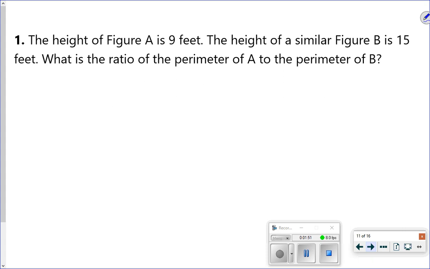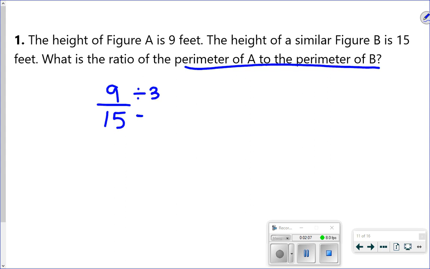Okay, let's check to see if your answer is right. So here's the order we need: perimeter A to perimeter B. So A was 9 feet, B is 15 feet, so I'm writing them in the right order there on my ratio. And now I'm going to simplify. So both 9 and 15 are divisible by 3. 9 divided by 3 is 3. 15 divided by 3 is 5. So my simplified ratio for the perimeters is 3 to 5.